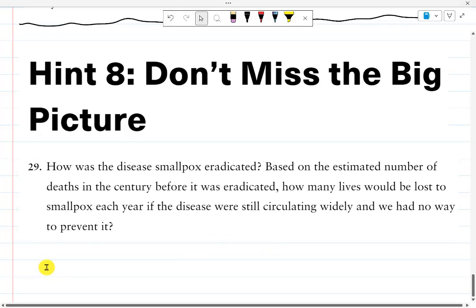Our last point to make here is don't miss the big picture. Let's take a look at this. This is problem 29 from your homework. I didn't really like the example the book used, so I picked a different one.